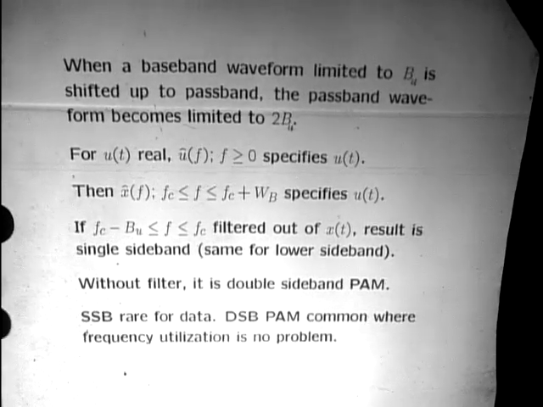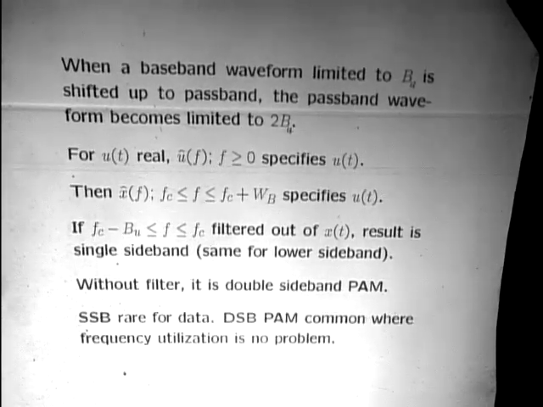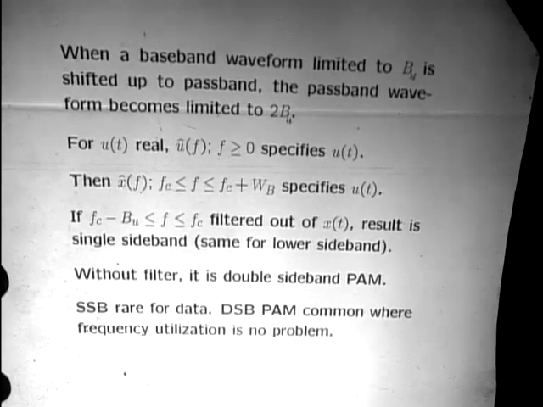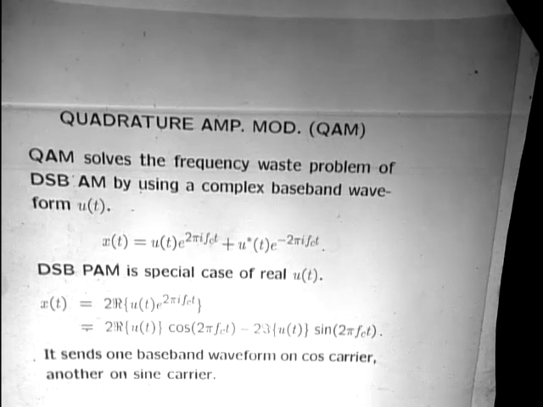But if you're trying to send data, if you're concerned about the efficiency, about the frequency efficiency of the system, then you're not going to do this. So what we're going to do is do something called quadrature amplitude modulation.